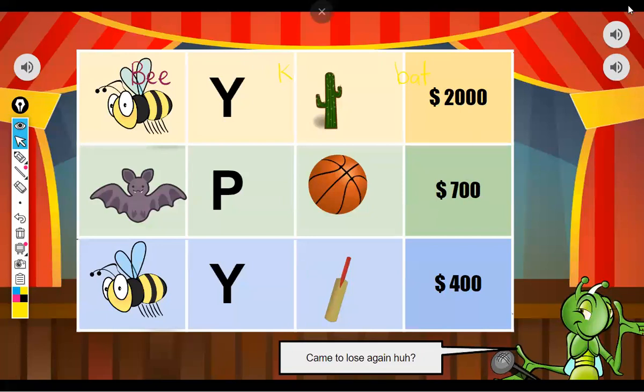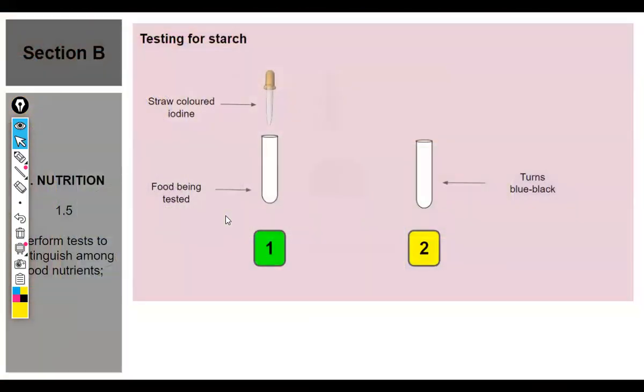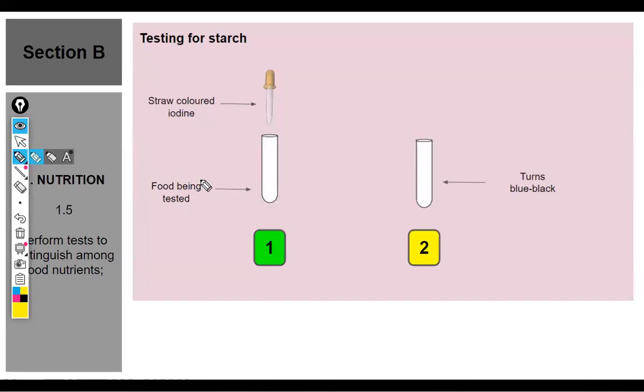All right, so let's move on to the next one. The next one is pretty simple compared to the last one. You're going to test for something that has starch in it. How do you figure that out? So first of all, you need to get some food that has starch or you think has starch in it. So anything like cassava, dasheen, pasta.